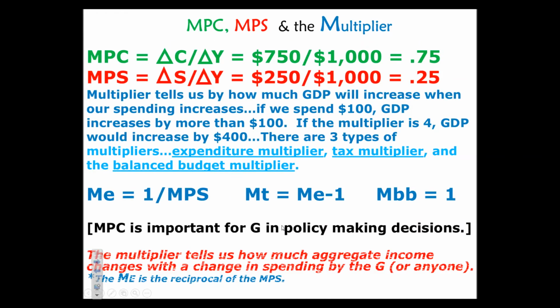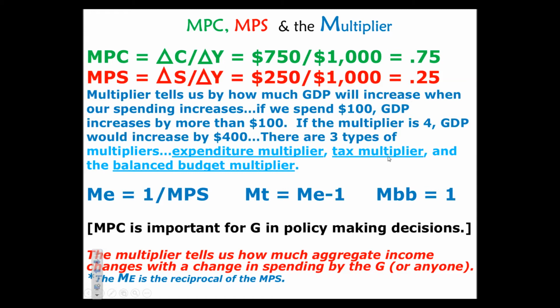All right. So the multiplier tells us by how much GDP will increase when our spending increases. So as an example, if we spend $100 and GDP increases, well, GDP will increase by more than $100. The amount that it increases will be determined by the multiplier. So if the multiplier were 4, for example, then $100 in spending will increase GDP by $400. Okay? So there are actually 3 types of multipliers. We're gonna look at the expenditure multiplier first. So this tells us how much our spending will increase GDP by.